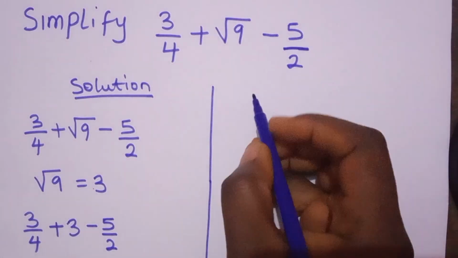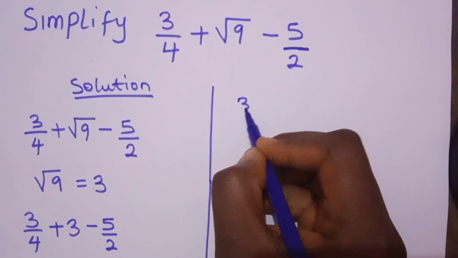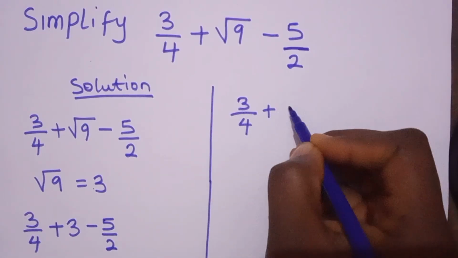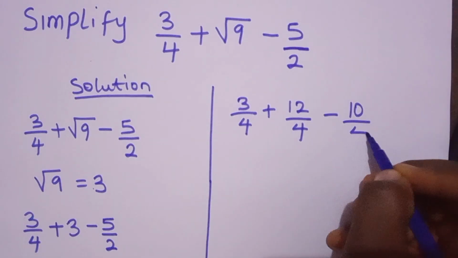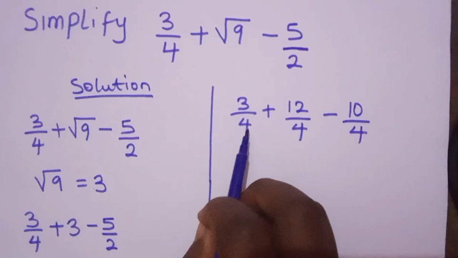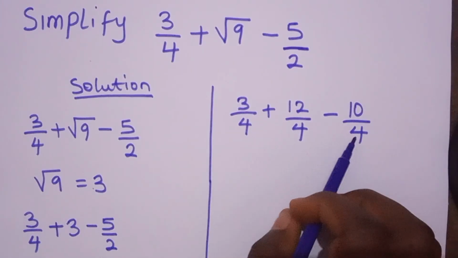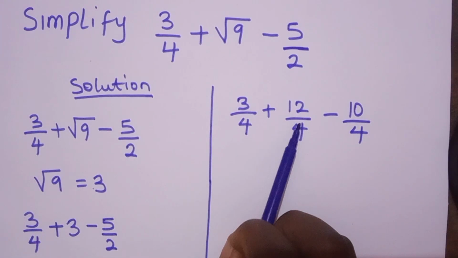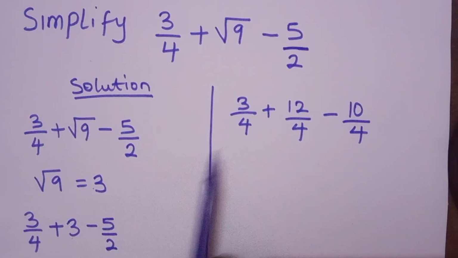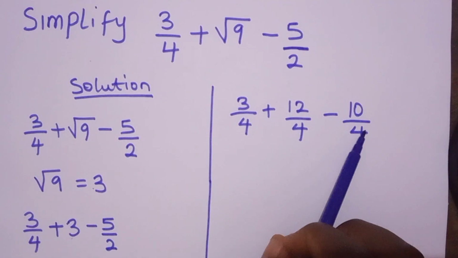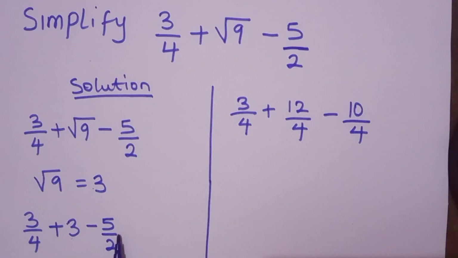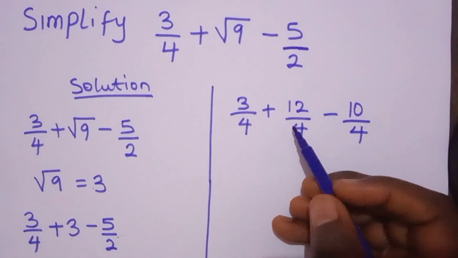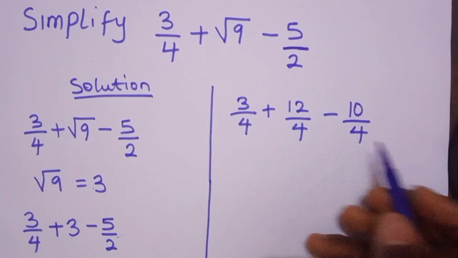Let's see. The common denominator, we have 3 over 4 plus 12 over 4 minus 10 over 4. The common denominator here is 4. And if you see, 12 divided by 4 will give us 3. Then 10 divided by 4: 2 into 4, 2; 2 into 10, 5. It gives us the exact value here. So here we now find the LCM.